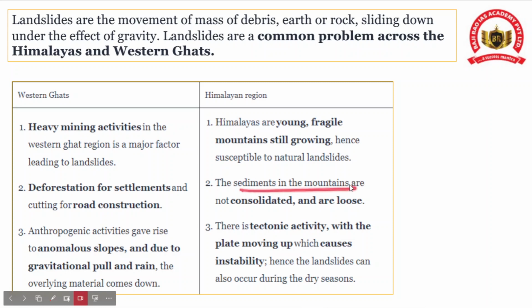And secondly, sediments in the mountains are not consolidated and are loose. So in Himalayan rivers, generally the sediments are not consolidated. So they are loose. When they are not consolidated, they're very often prone to landslides whenever a heavy downpour takes place, or whenever deforestation occurs.